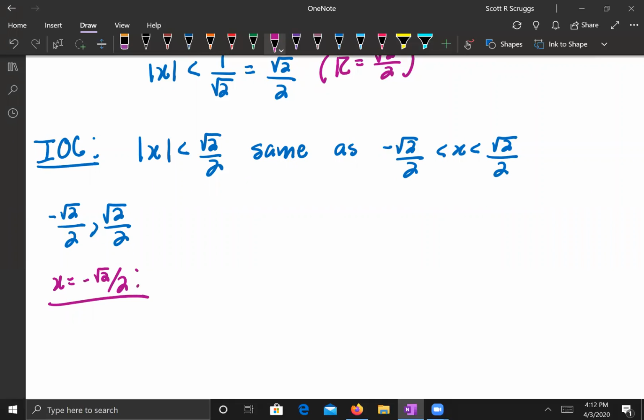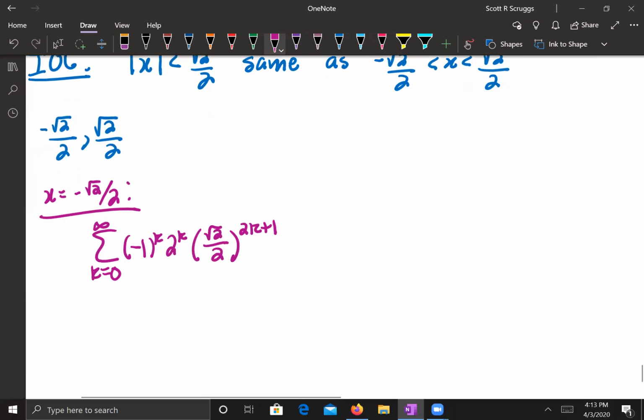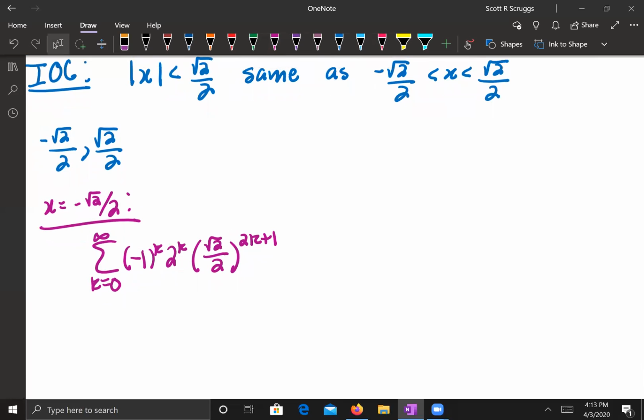Let's try negative root 2 over 2. Let's see what happens if we get that. So our power series, k goes from 0 to infinity, negative 1 to the kth power, you have 2 to the kth power. And another reason why I want to rewrite it as root 2 over 2 is I do want to use that to my advantage when I'm trying to simplify. So let's try to simplify that nasty guy.